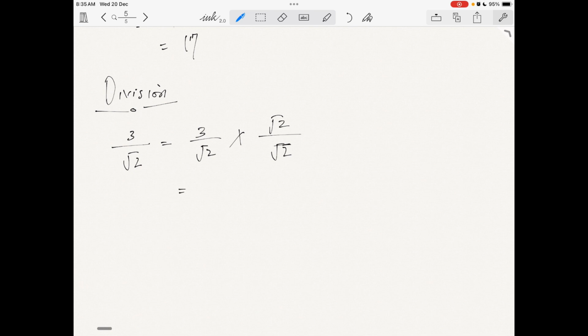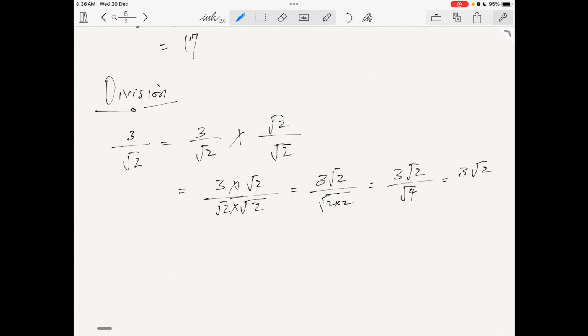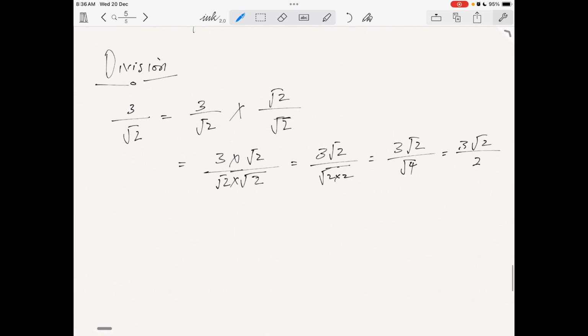So this will give us 3 over root 2 multiplied by root 2 over root 2. This will give us 3 root 2 over root 2 times 2, which is 3 root 2 over 2. Now before we go any further, I want to teach you the concept of rationalizing the denominator.